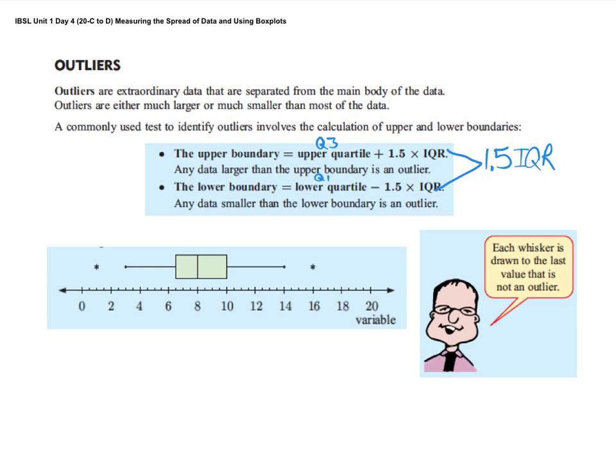I want to define this way because I think it will help you understand the formula and simplify it to where you're not just memorizing. Okay? 1.5 times the IQR is going to be the maximum length of a whisker. Okay? It's the maximum length of a whisker.